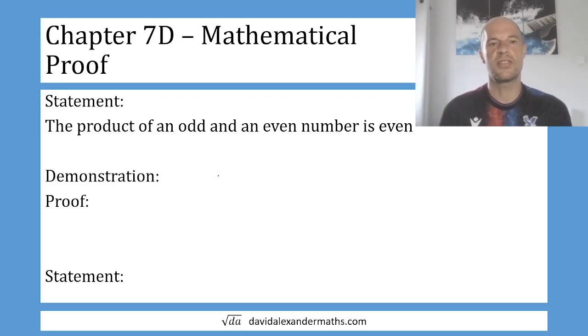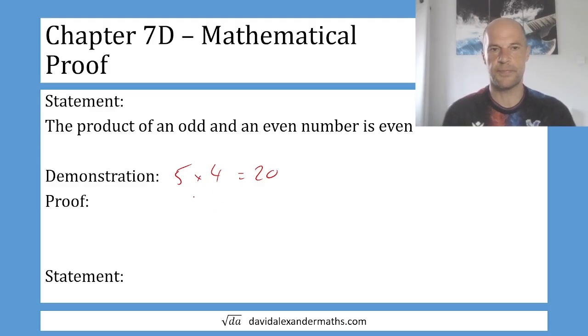Okay, so here's a statement: the product of an odd and an even number is even. So how do we prove this? What we could do is take an odd number, 5, and an even number, 4. The product means multiply them together, of course, so 5 times 4 is 20. Oh look, we've got an even number. But that is not proof. That is potentially just one random example where we are multiplying an odd by an even. You're probably thinking, well, everyone knows that an odd times an even is an even, but how do we prove this?